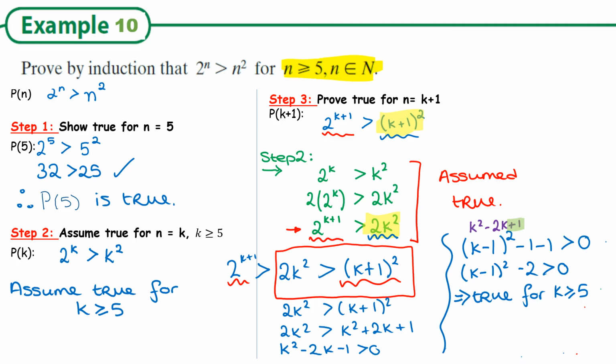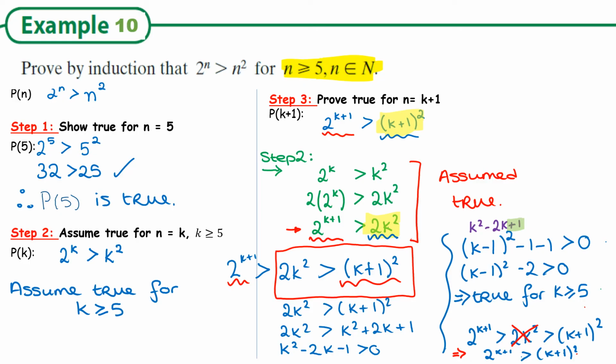So now what I've done is I've said that 2k squared is greater than (k plus 1) squared. But I know that this 2k squared is smaller than 2 to the power of k plus 1, because that's from step 2. So just ignoring that middle bit, that proves that 2 to the power of k plus 1 is greater than (k plus 1) squared. So there's a lot in that step 3. It's very different how we work with it.